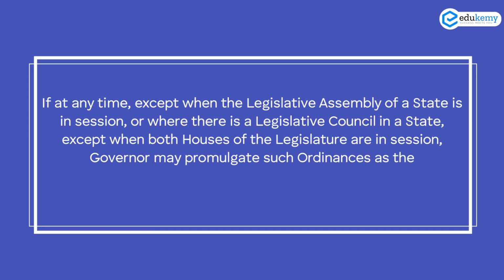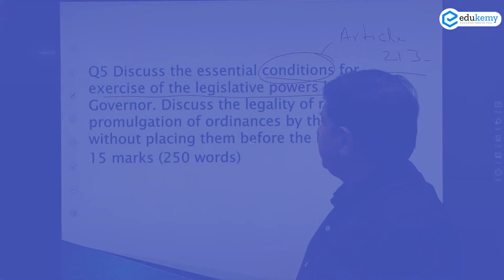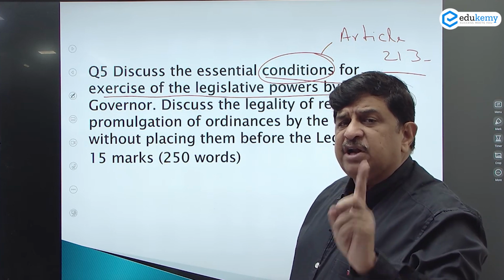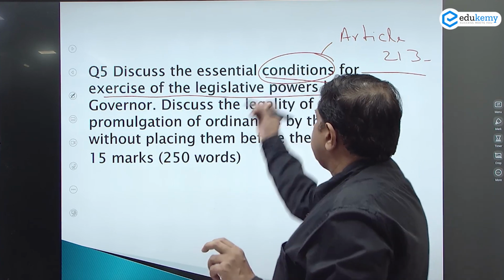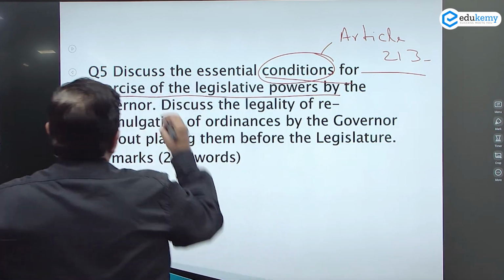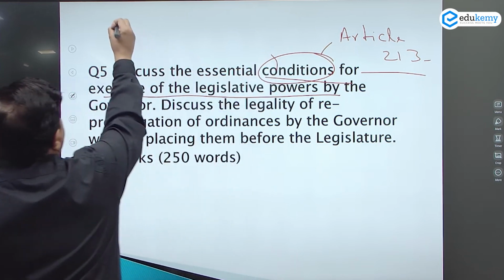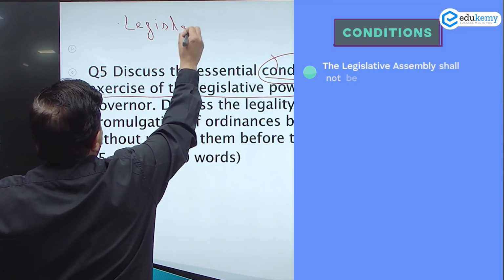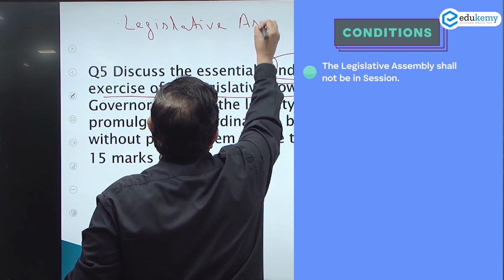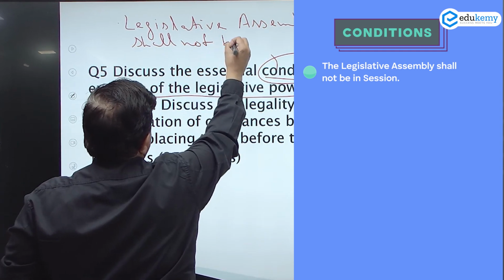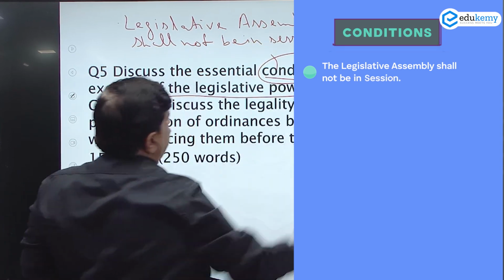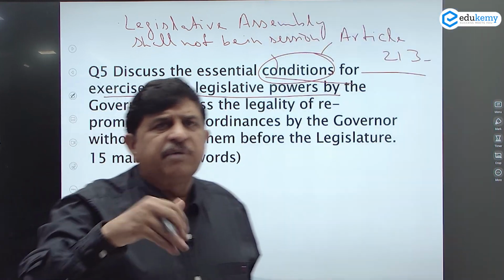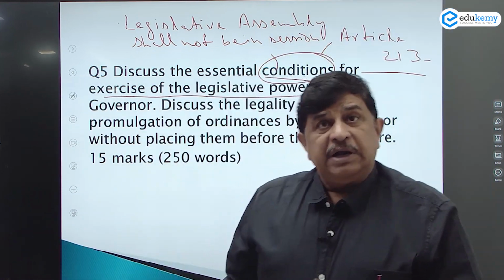Even if one house is in session in a bicameral legislature, an ordinance can still be promulgated. So the legislative assembly should not be in session; that is what we will see for the majority aspect. The first condition is that the legislative assembly should not be in session. If you see the condition, you will be saying the legislative assembly shall not be in session. You will be putting it something like this. So, these are the conditions we are seeing.